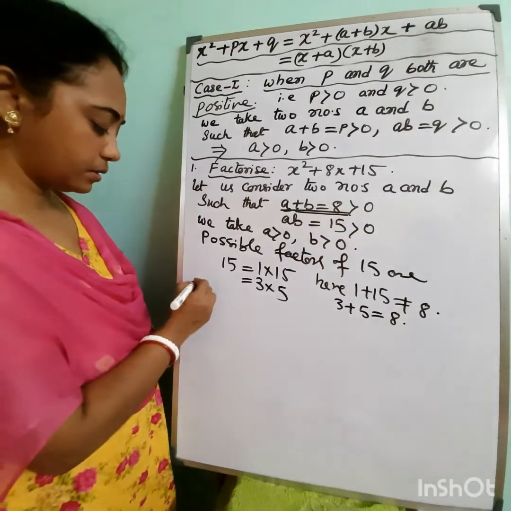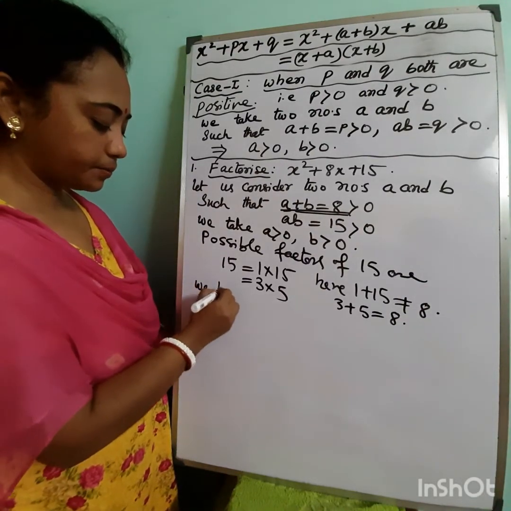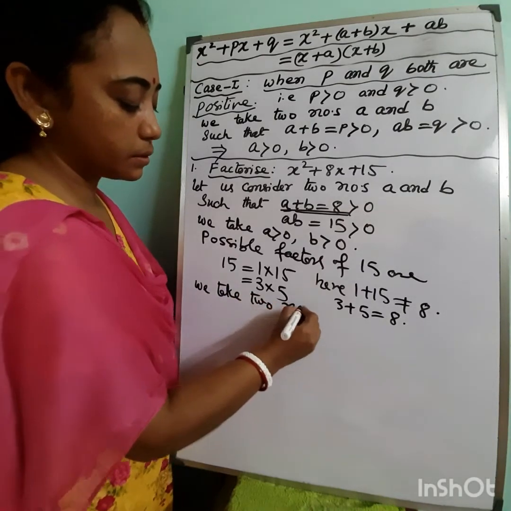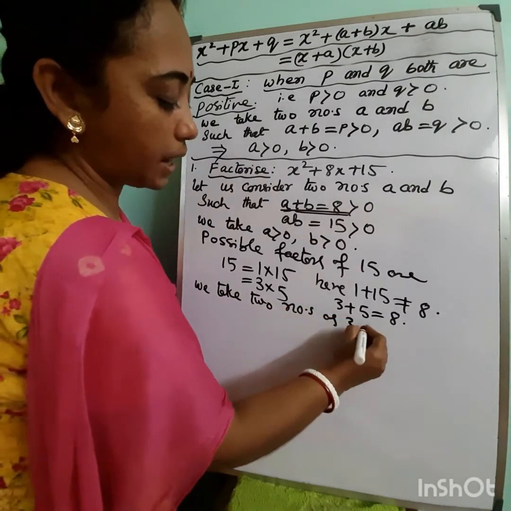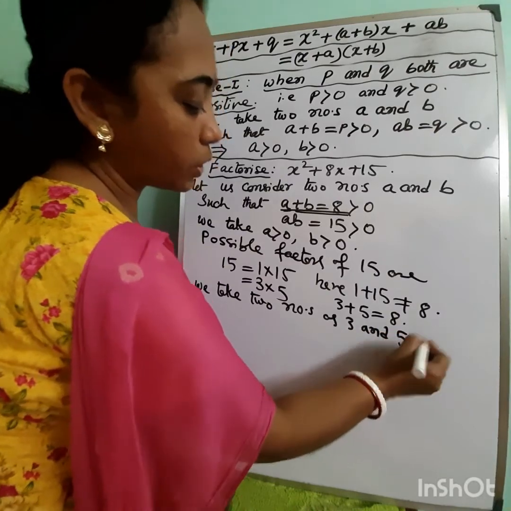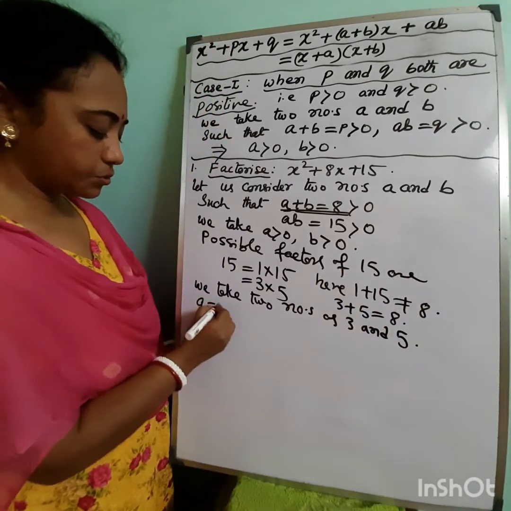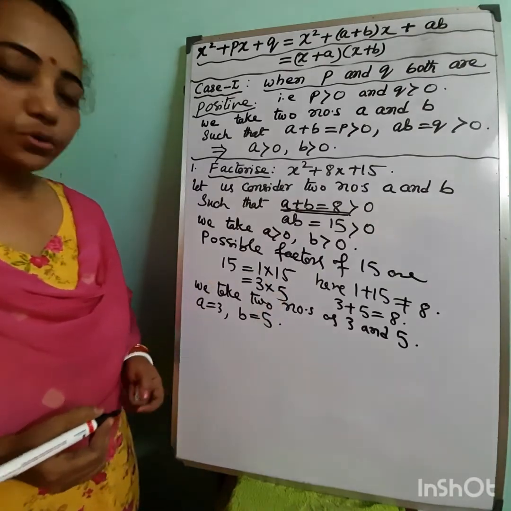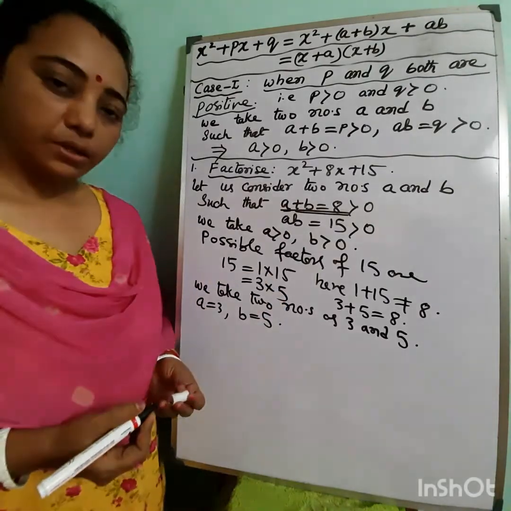So we take the two numbers as 3 and 5. Let us take a is equal to 3 and b is equal to 5. Any of them we can take, a is equal to 5 and b is equal to 3 also.